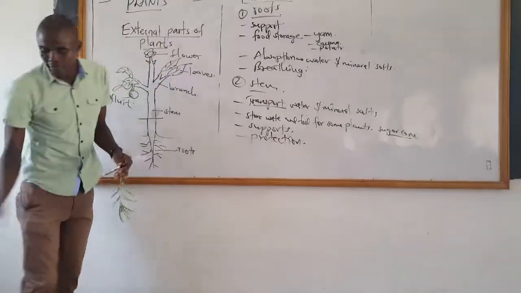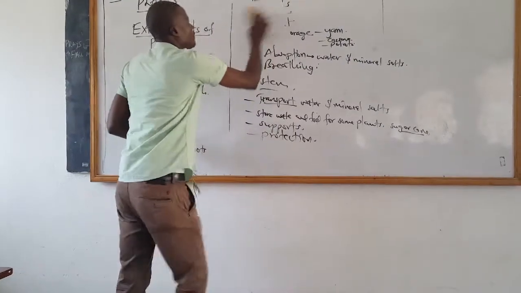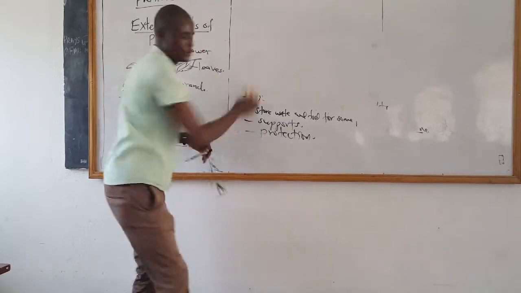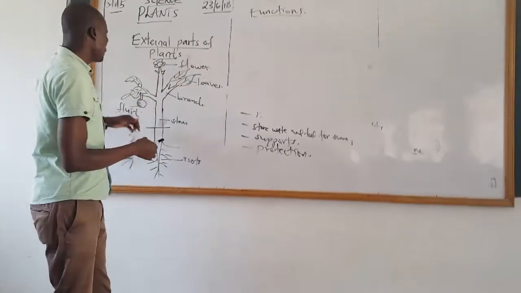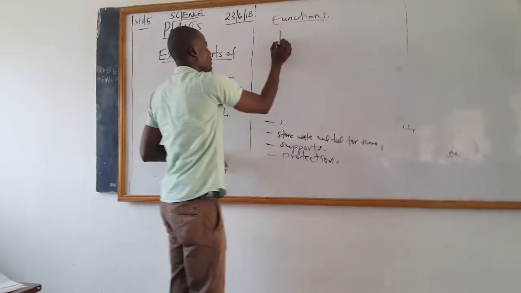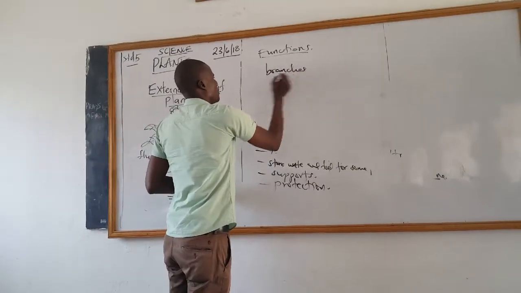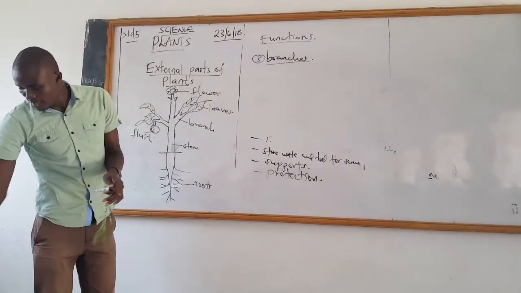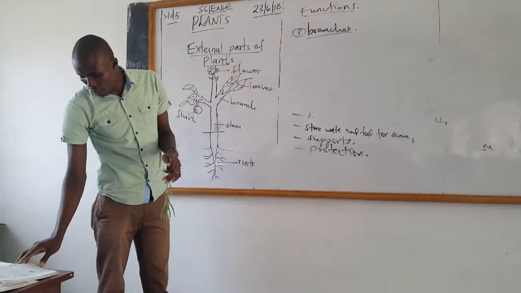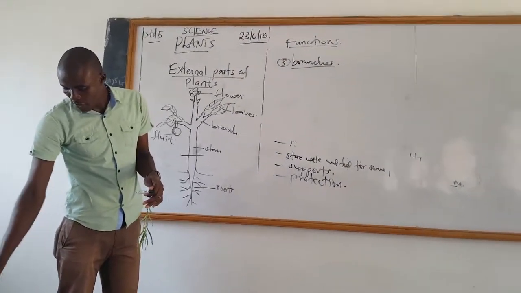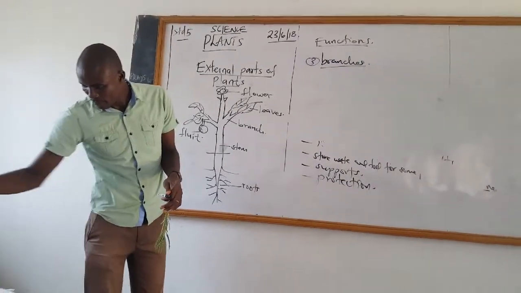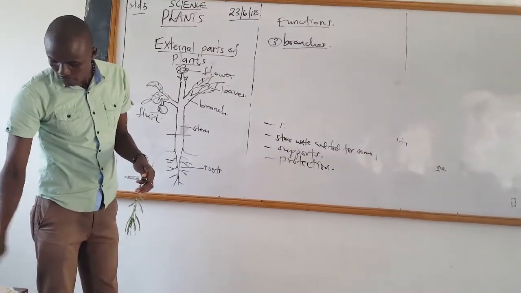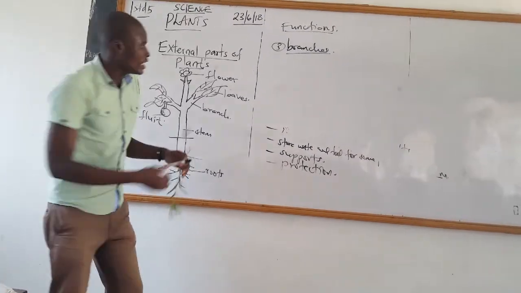Then, Lana, we are in number 3. The next one is number 3, going to be our branches. So our branches have no major big role. They don't have a very big role here, as you can see.